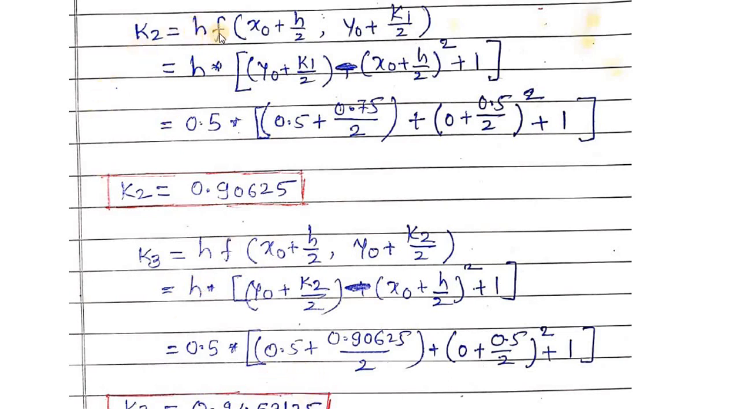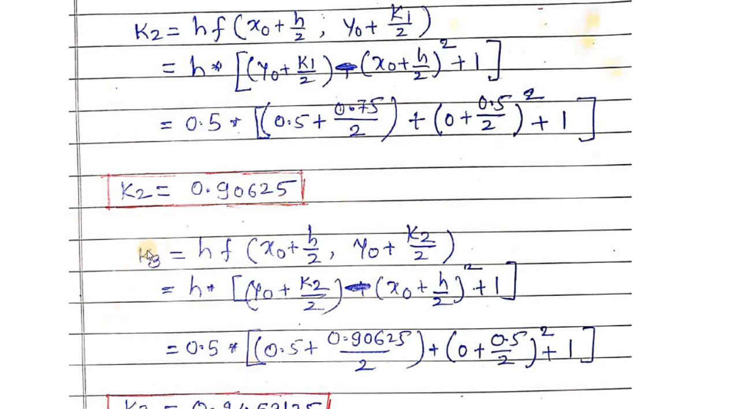k2 equal to h into f of x0 plus h by 2, y0 plus k1 by 2. So x0 is replaced by x0 plus h by 2 and y0 is replaced by y0 plus k1 by 2. Our function is y0 minus x0 square plus 1. So y0 is replaced by y0 plus k1 by 2 minus (x0 plus h by 2) square plus 1. Putting the values in the formula, we will get k2 equal to 0.90625.